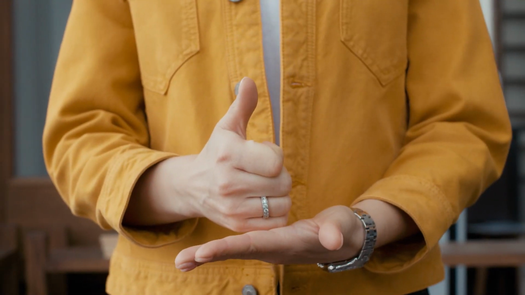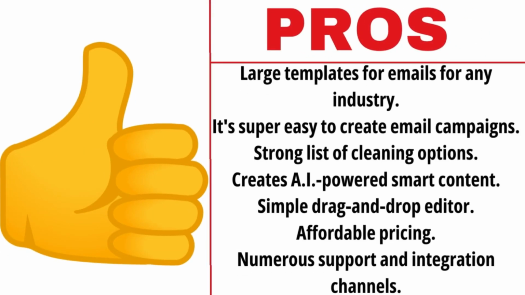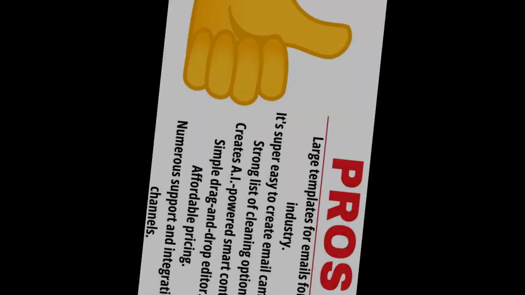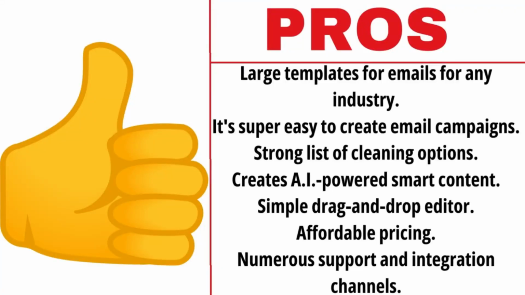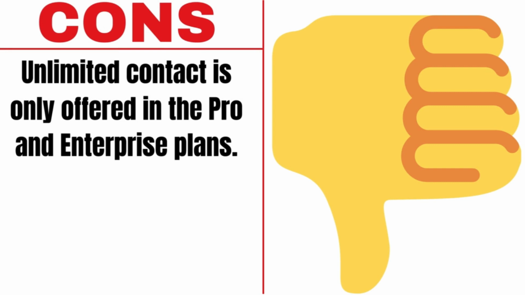Pros: large collection of templates for emails for any industry. It's super easy to create email campaigns. Strong list of cleaning options. Creates artificial intelligence, AI, powered smart content. Simple drag and drop editor. Affordable pricing. Numerous support and integration channels. Cons: unlimited contact is only offered in the Pro and Enterprise plans.